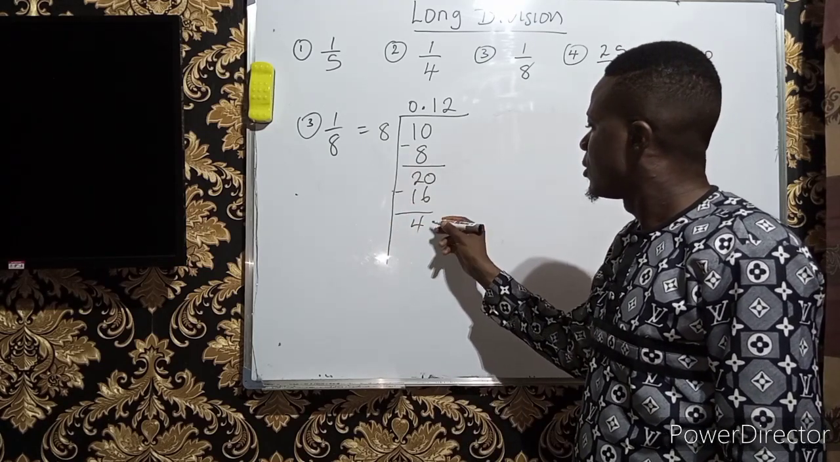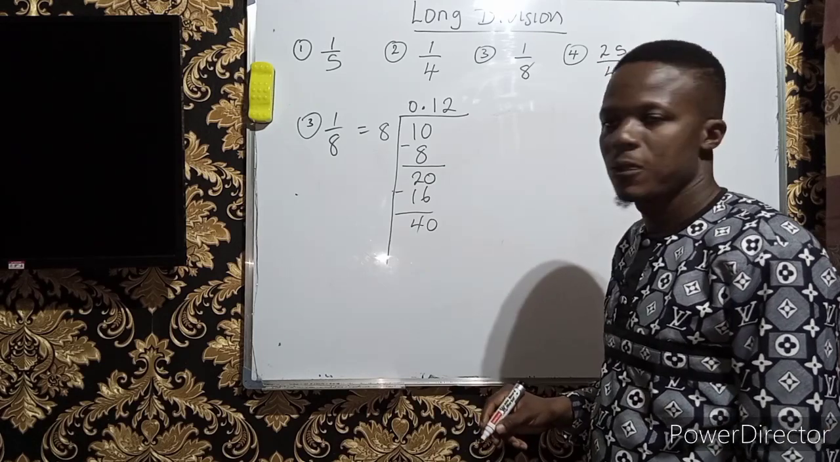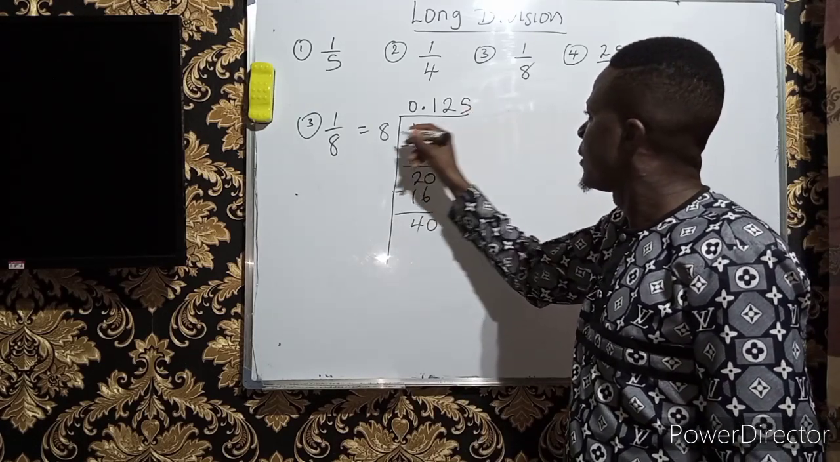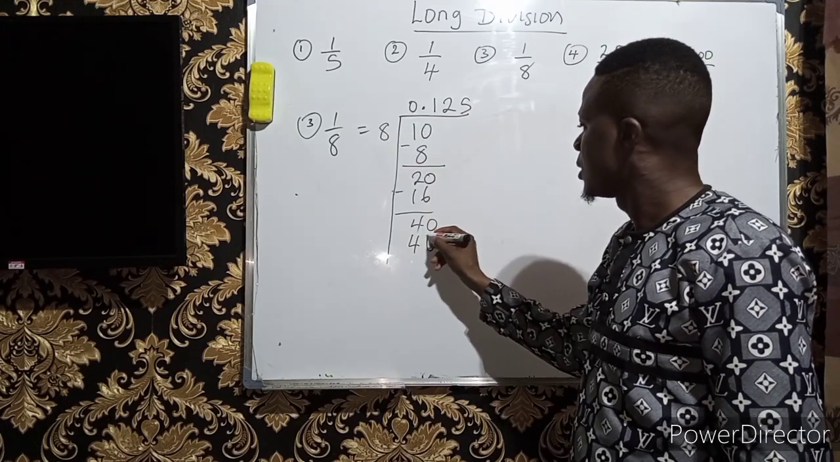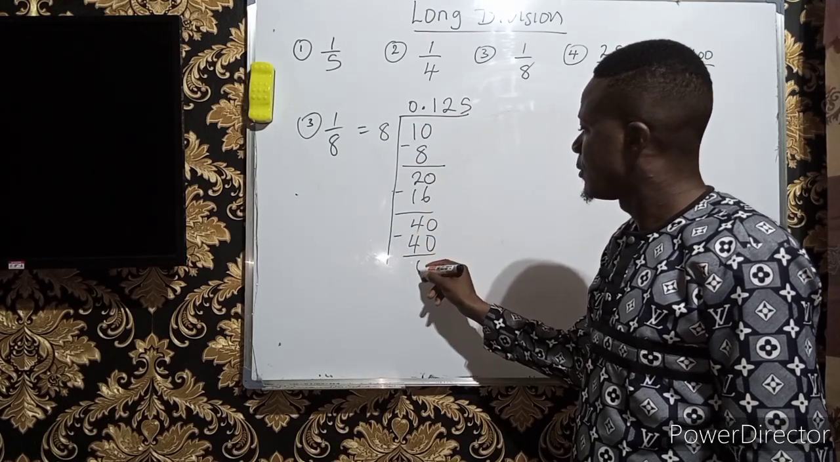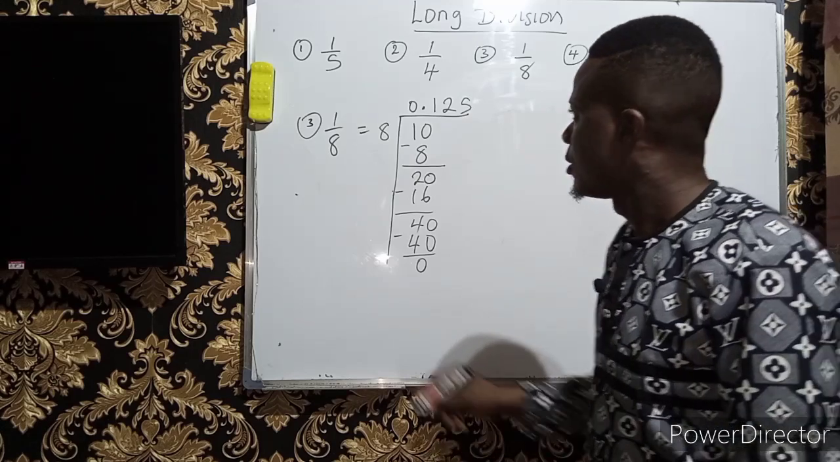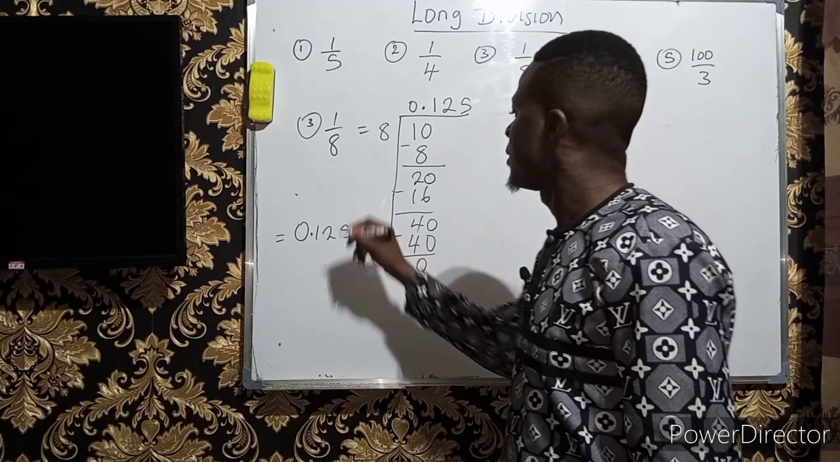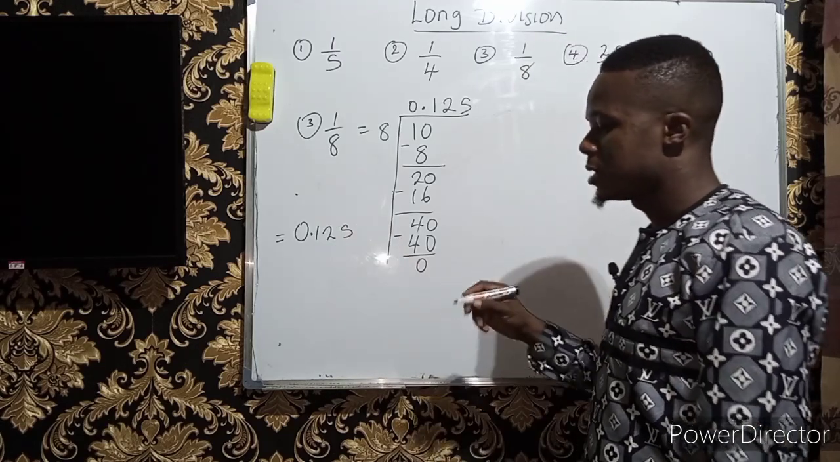And 8 is bigger than 4, therefore you add what? 0. Now 40 divided by 8 will give us 5. 5 times 8 is 40. And when you subtract 40 by 40, you shall get 0. Therefore, the required answer is 0.125. That's the result. Let's take the fourth one.